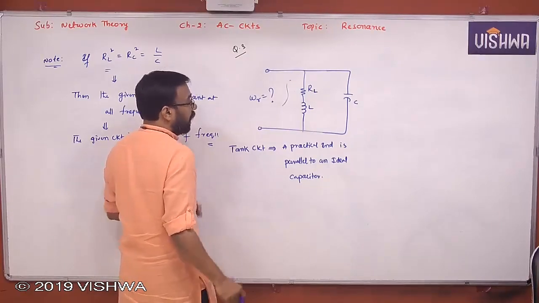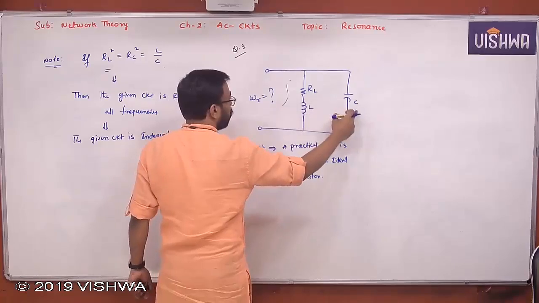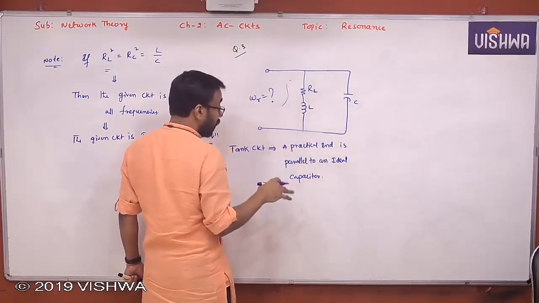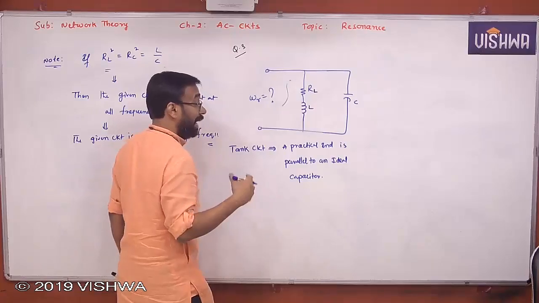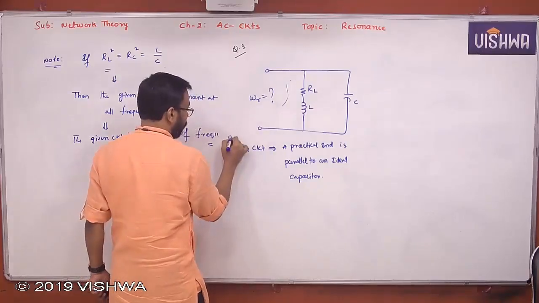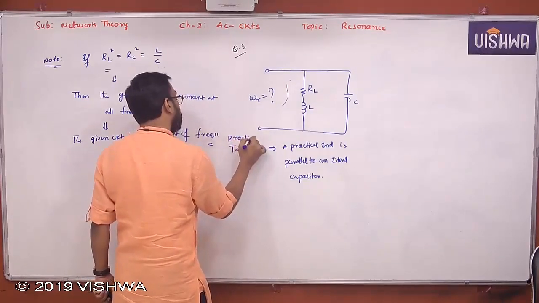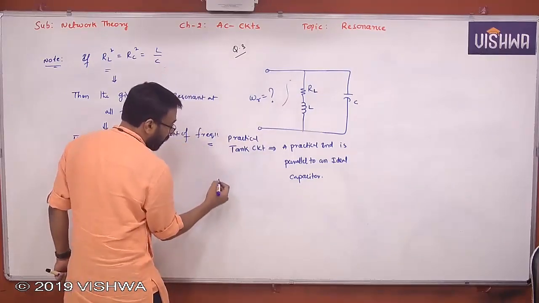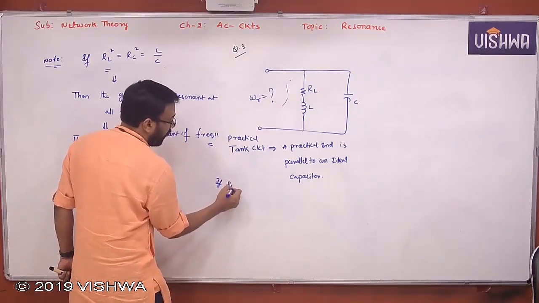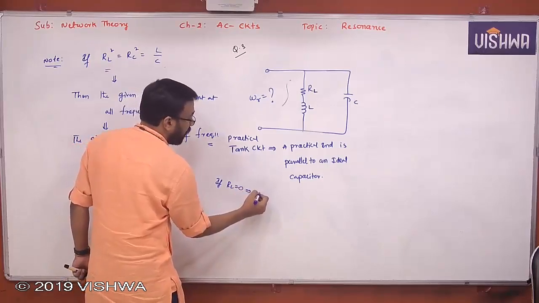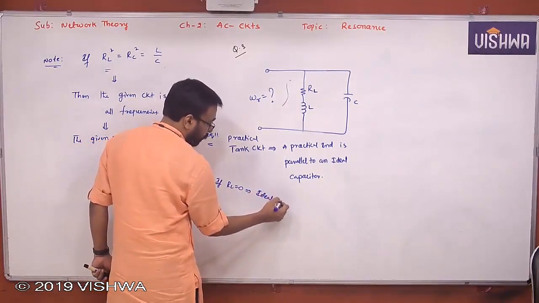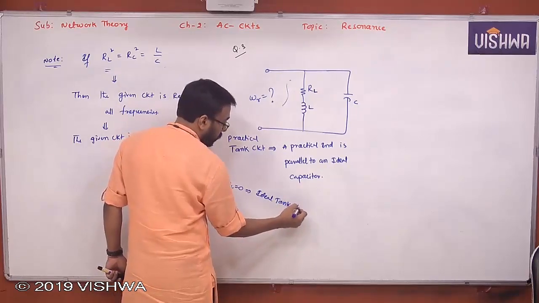Understand all of you? If an ideal inductor is connected to an ideal capacitor across each other, that means parallel, then that circuit is called an ideal tank circuit. This is a practical tank circuit, and this is an ideal tank circuit. What is ideal? If RL is 0, then it becomes an ideal tank circuit. Understand all of you? Okay.